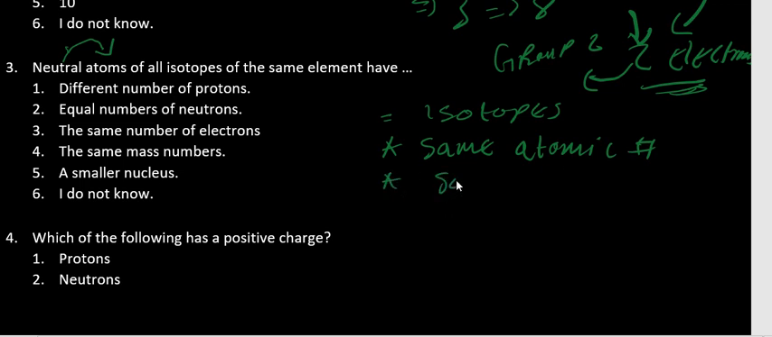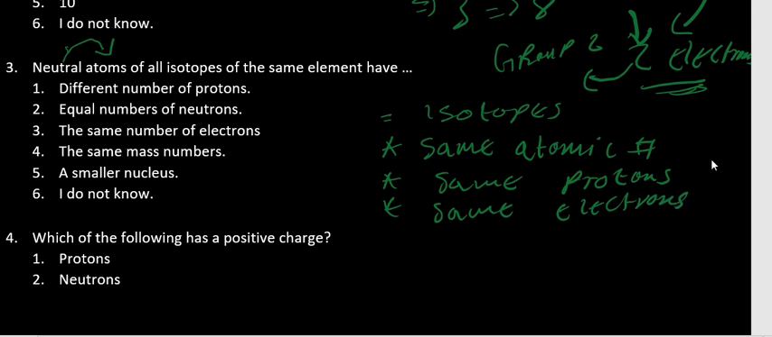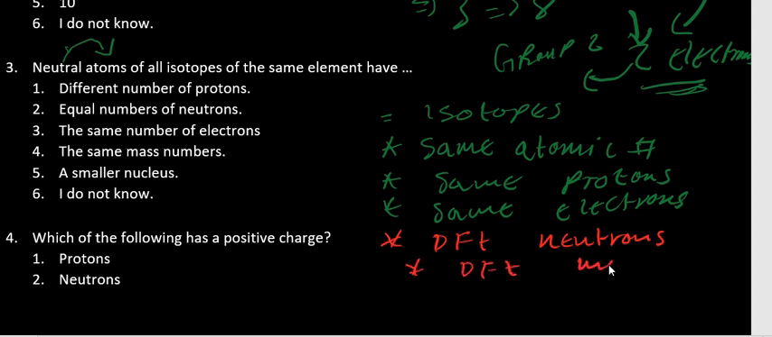These atoms also have the same protons, and then they have the same electrons when they are neutral. And the only thing which is different is the neutron number. So the neutrons are the ones which are different, which is causing a different mass number. So that's what we need to know when answering this question.